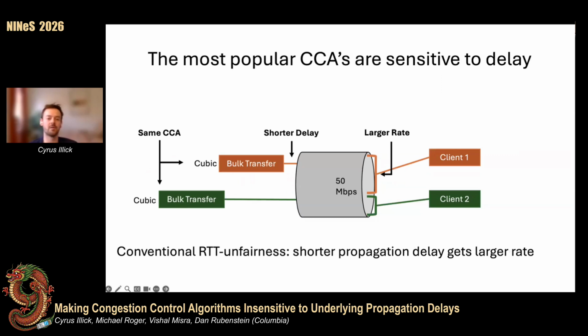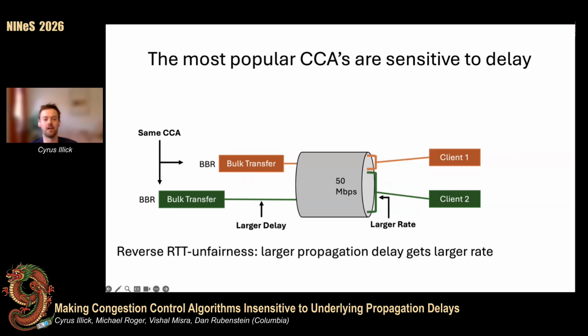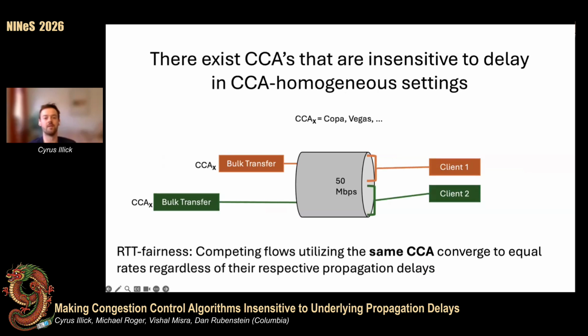It is well known that the most popular CCAs used today are sensitive to propagation delay. Competing flows utilizing Cubic will converge such that the shorter delayed flow will achieve a larger share of bandwidth. And BBR has the reverse property, where the larger delayed flow will converge to a larger share of bandwidth.